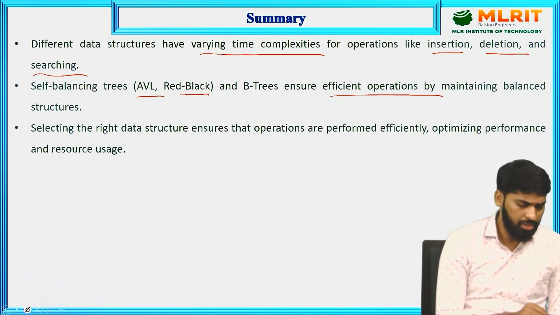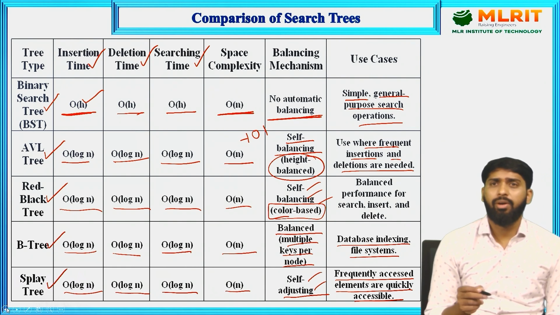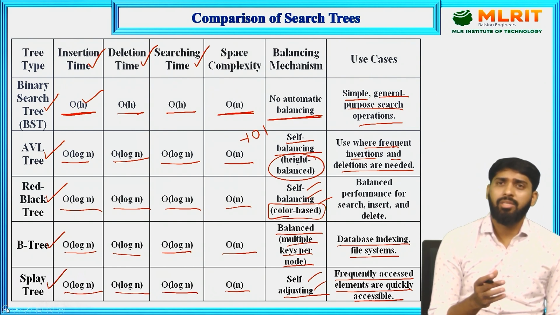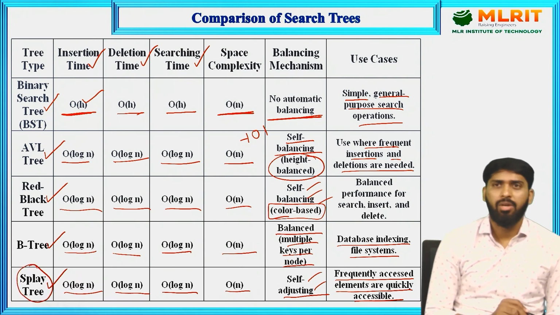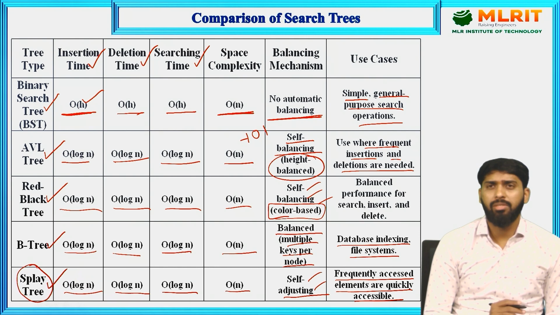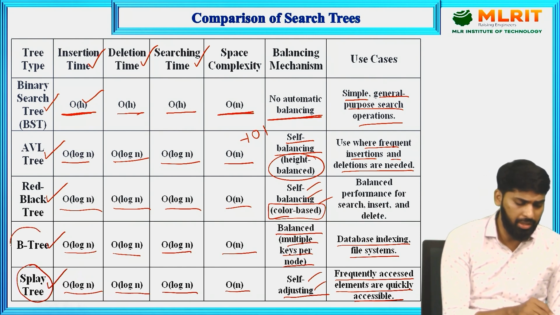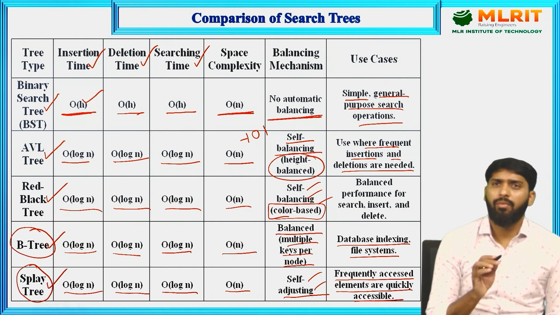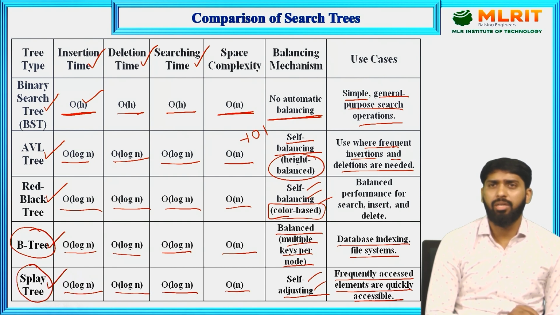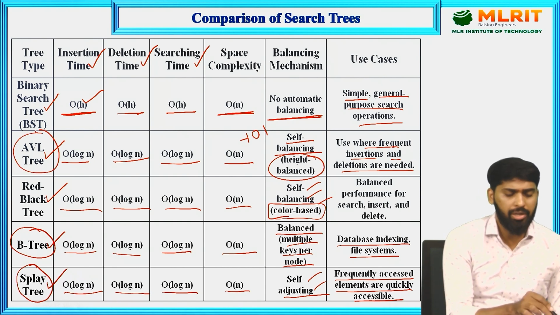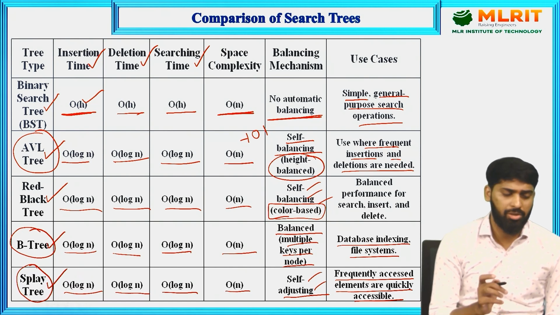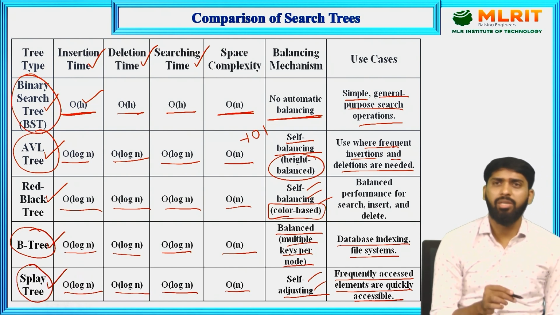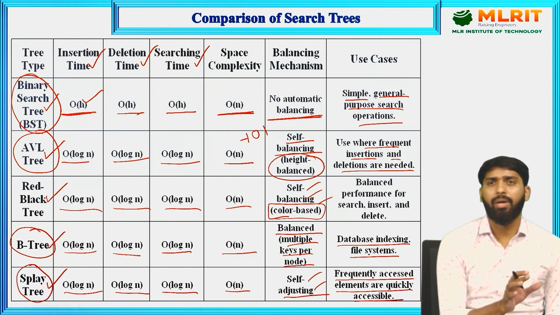What does it mean? For example, you are defining a database. In the database, you want to access frequent data. Then you select splay tree. You have a large number of data elements in the database. Then you select B tree. Now I want to maintain the balance of the tree. Then you select AVL tree. No, I don't need to maintain any balancing. Then you use binary search tree. So based on your requirement, you select a particular search tree.